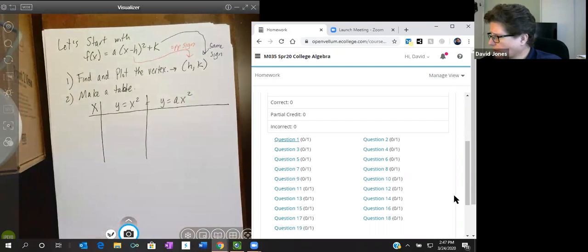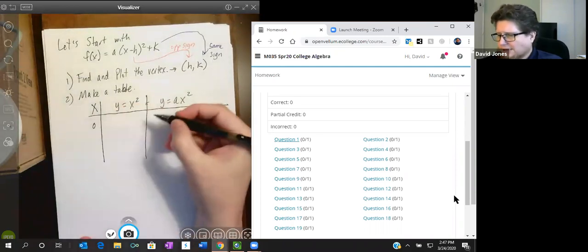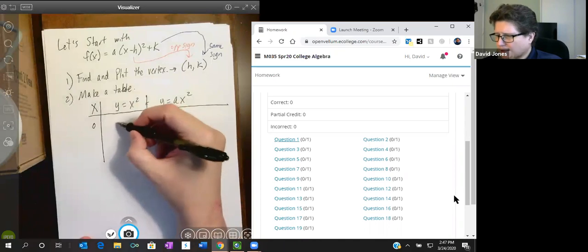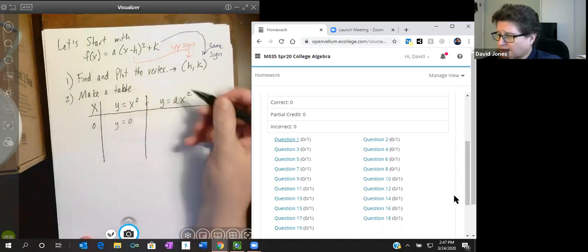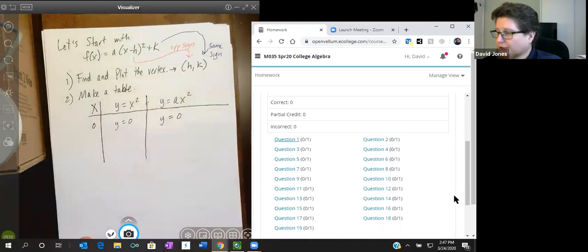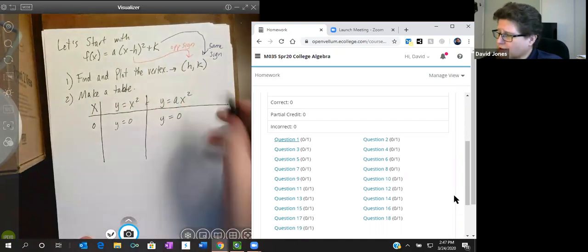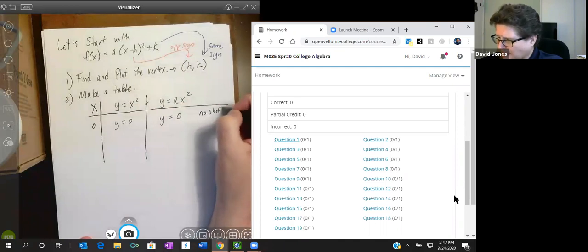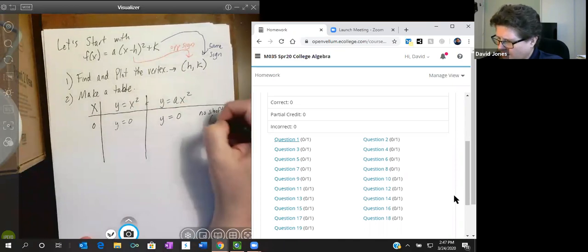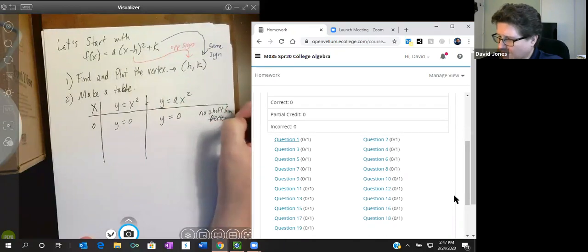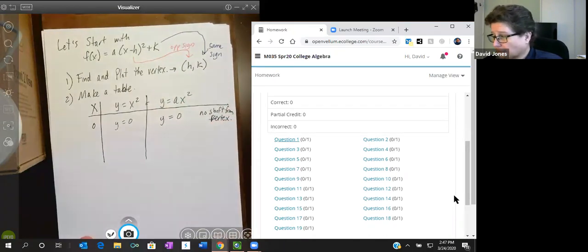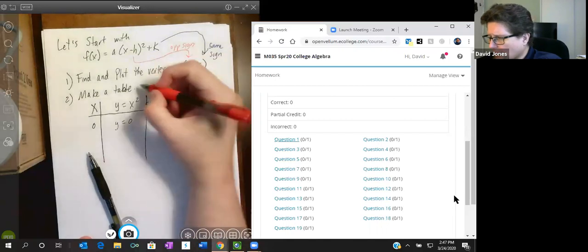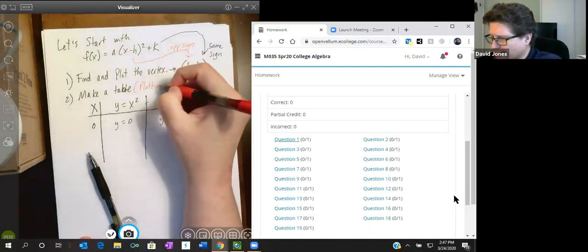So when x is 0, y equals 0, and y equals a times 0 is still 0, which means no shift from vertex. This is our vertex right here when x equals 0. Well, sorry, when x equals h. This is just plotting. We're making a table. What we're doing here is plotting movement from the vertex.